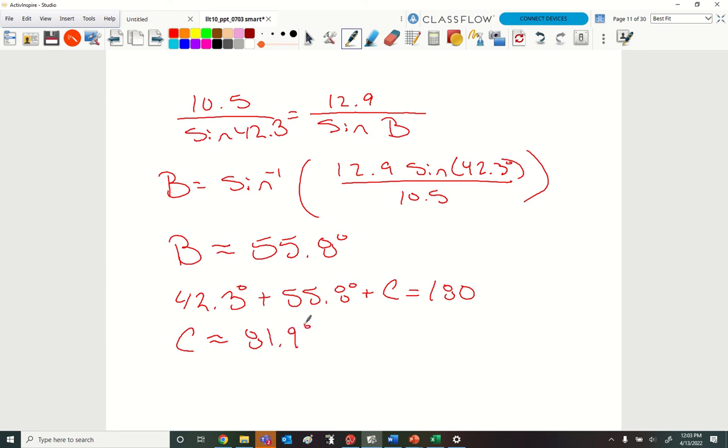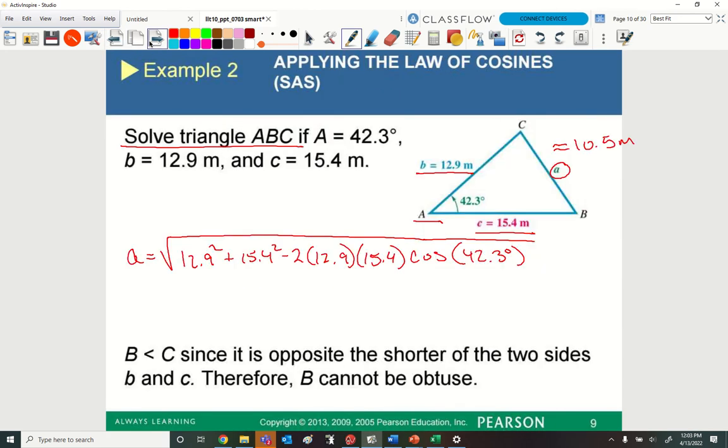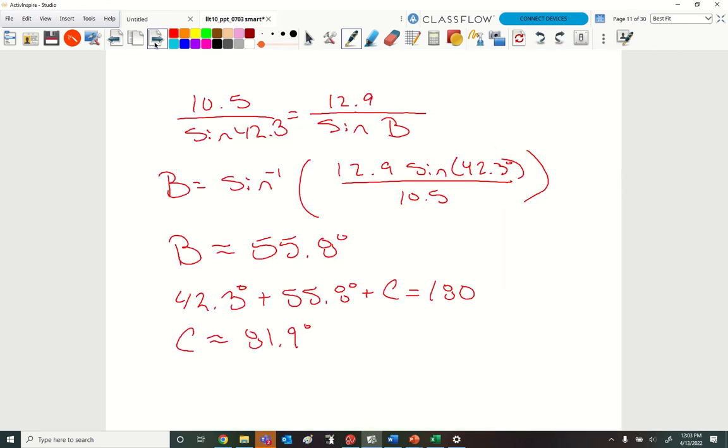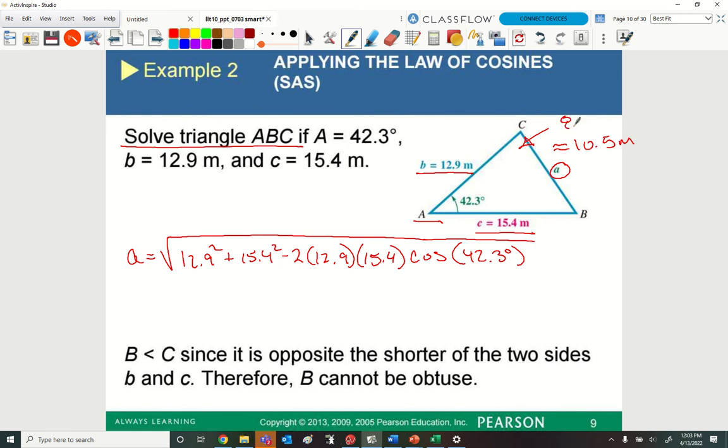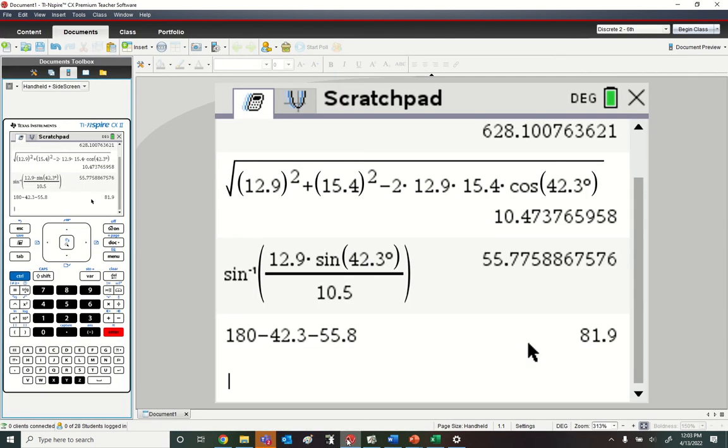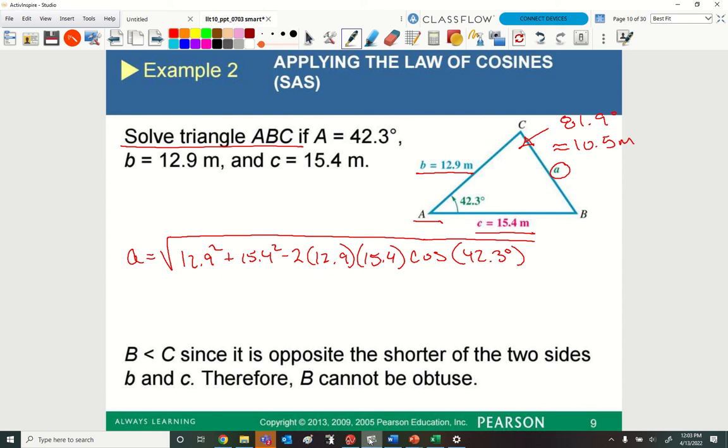So we've gone through and solved for all angles and sides. So this is going to be 81.9 degrees, and we said B was 55.8. So I've solved for all angles and sides, and I'm going to leave off there for example 2.